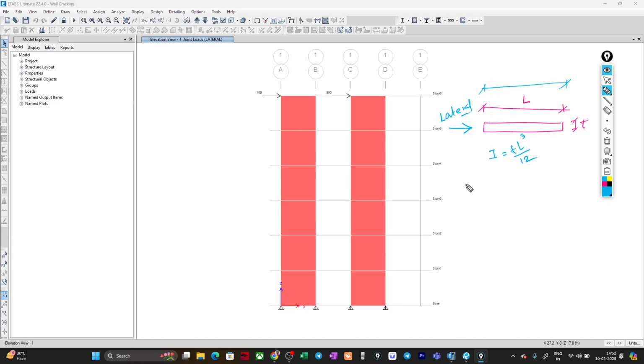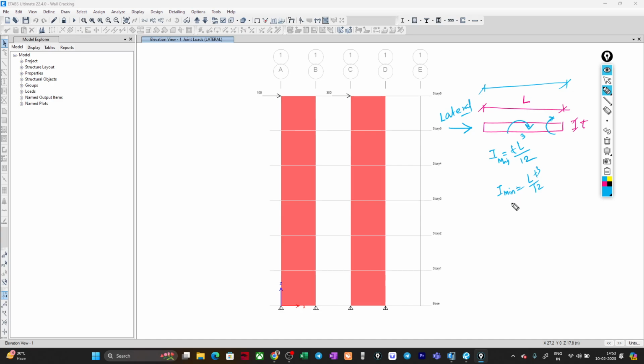Now, what we understood is that this is the major axis, having the higher dimension of the wall. Now, do we need to reduce the moment of inertia in the minor direction also? Okay, this is the moment of inertia. Do we need to also reduce this moment of inertia? That means I major, I minor, that means L T cube by 12. Do we need to reduce this also?